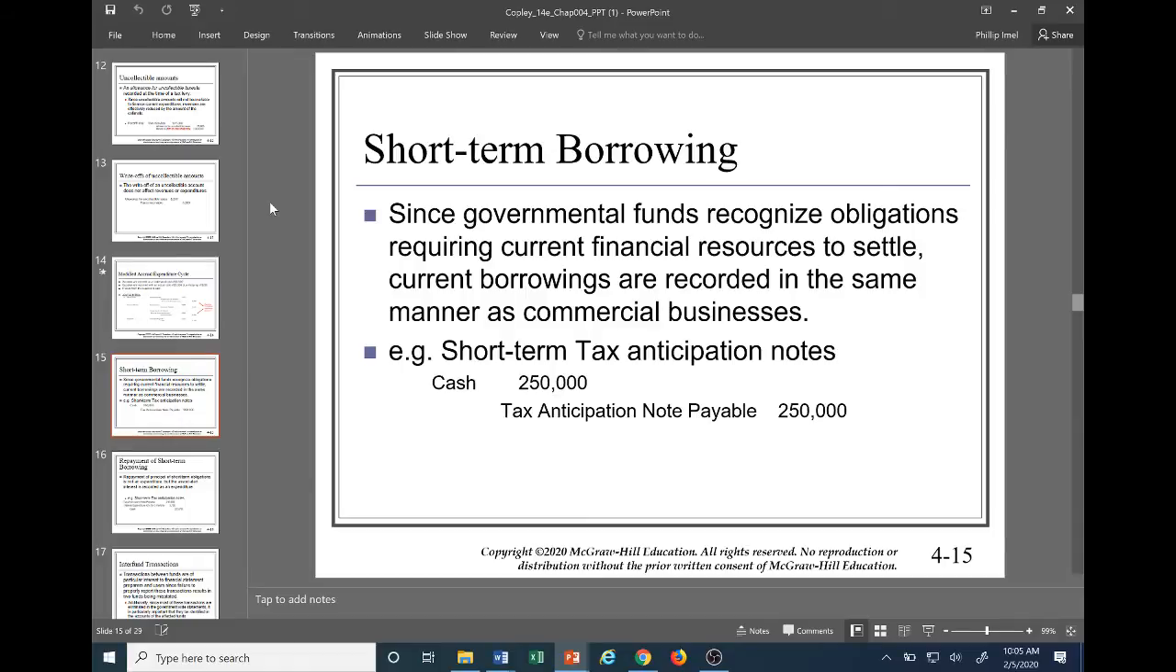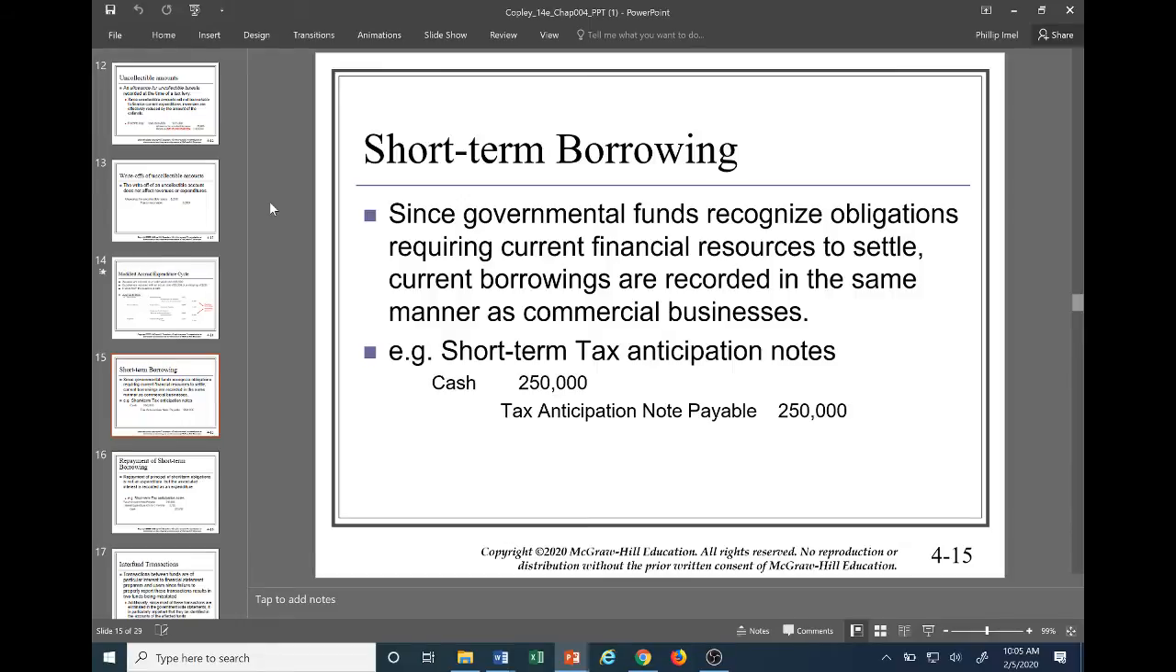And it says here, since governmental funds recognize obligations requiring current financial resources to settle, current borrowings are going to be recorded in the same manner as commercial businesses because it's a current borrowing. So we know it's not a long-term debt, right? It's current. So we are going to actually account for this debt within the governmental funds because we know most long-term debt, long-term liabilities, where is that going to be reported within the governmental statements?